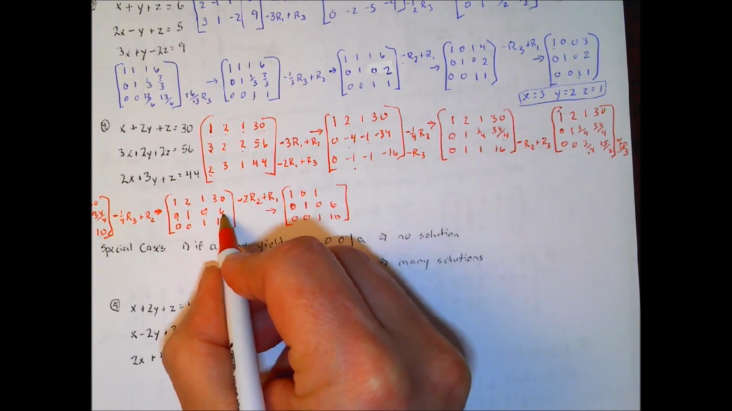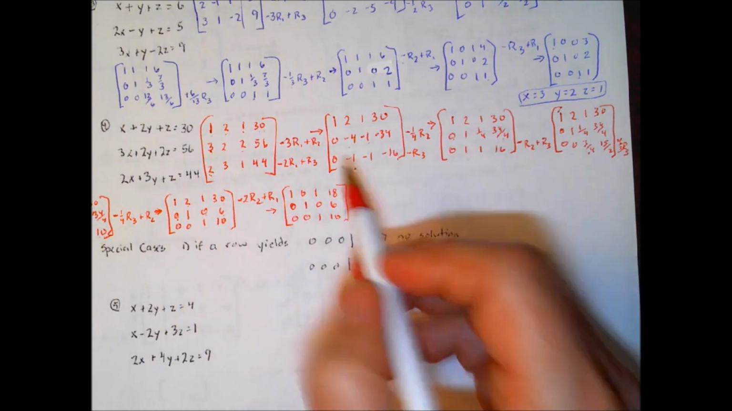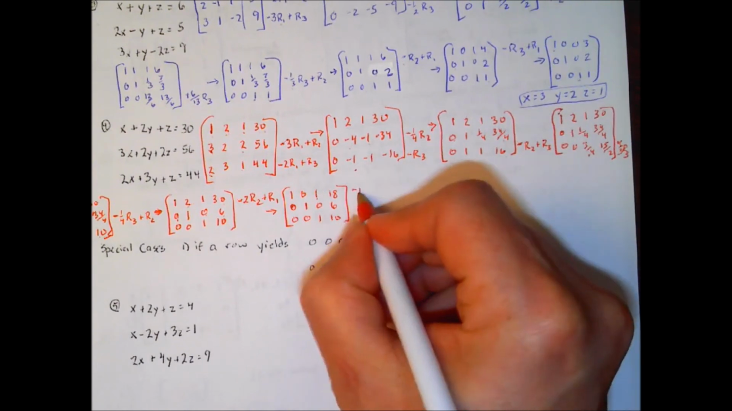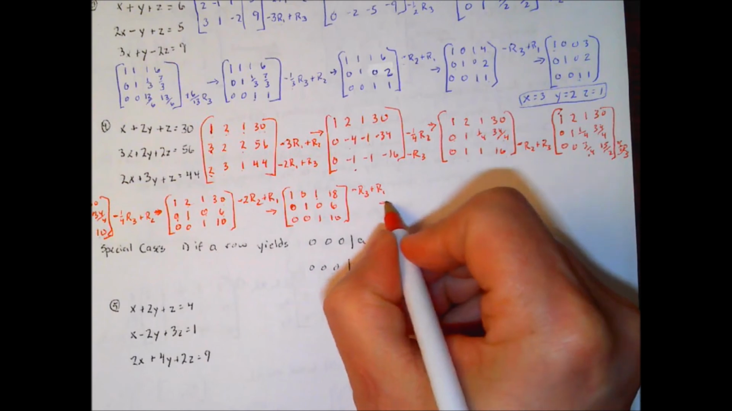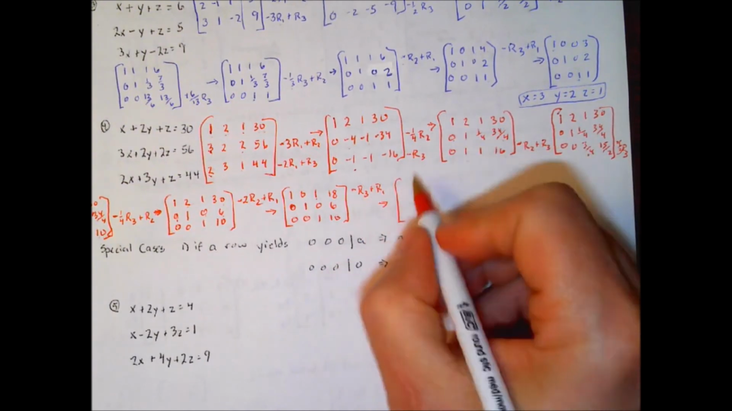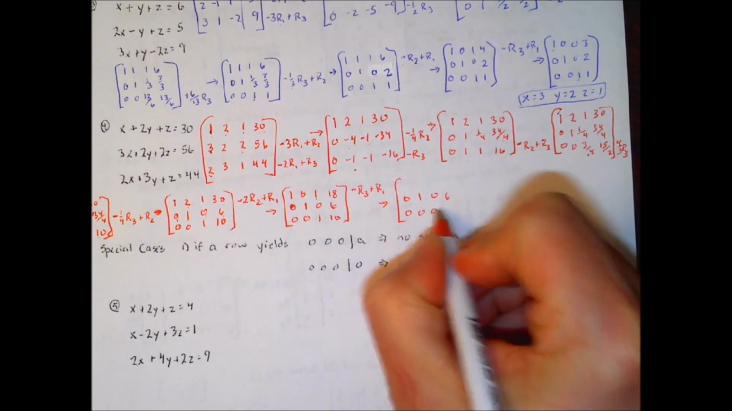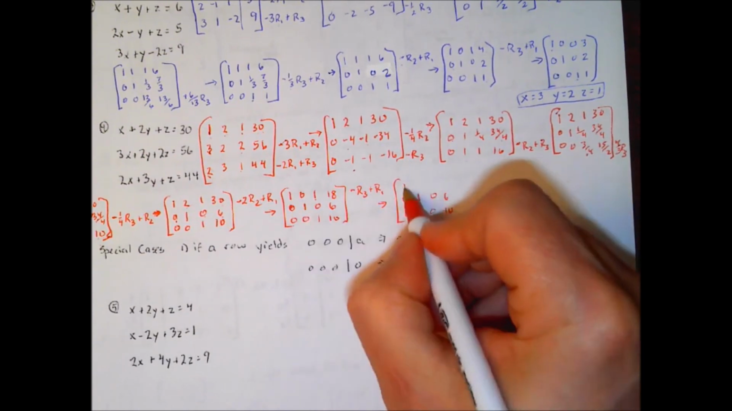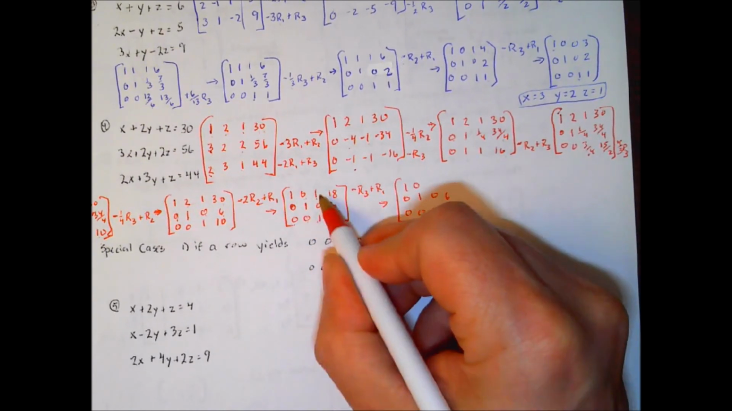The last thing I need is here, so I'm going to do negative this plus this. So negative R3 plus R1. So I'm not changing these two. So negative 0 plus 1 is 1, negative 0 plus 0 is still 0, negative 1 plus 1 is 0, negative 10 plus 18 is 8.